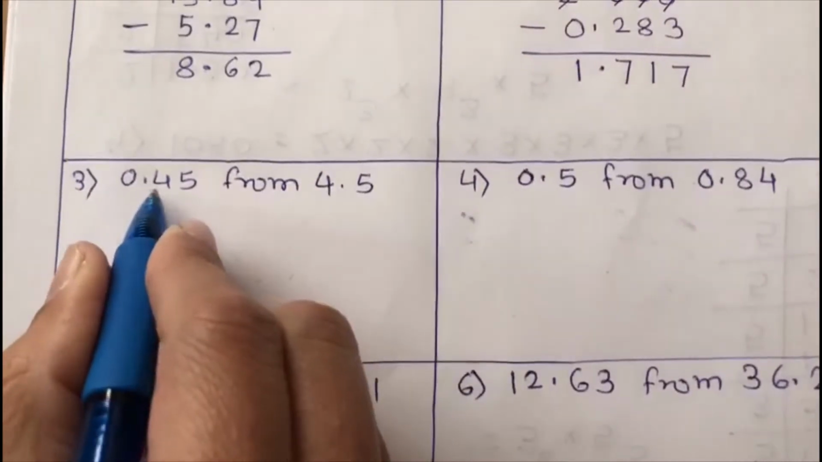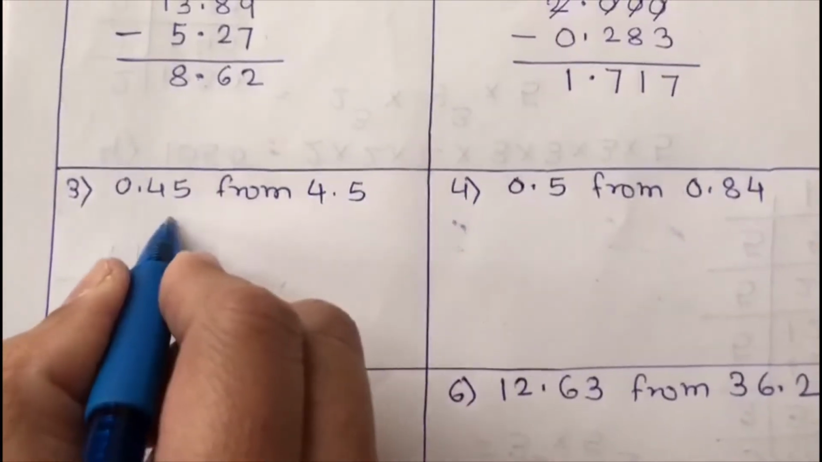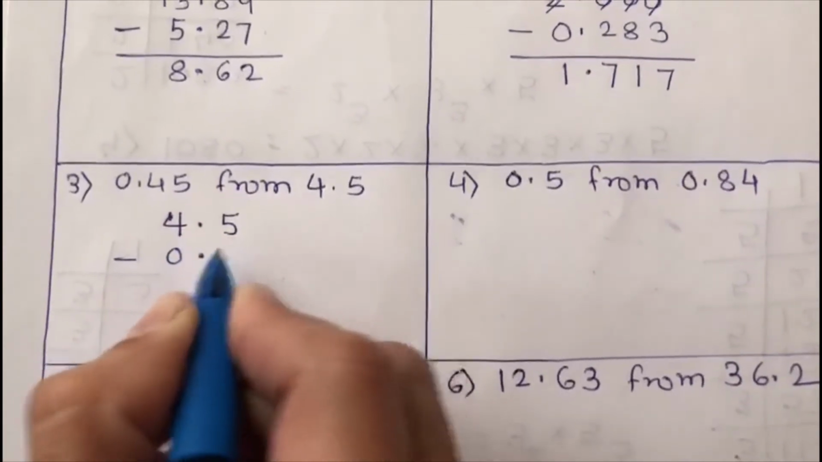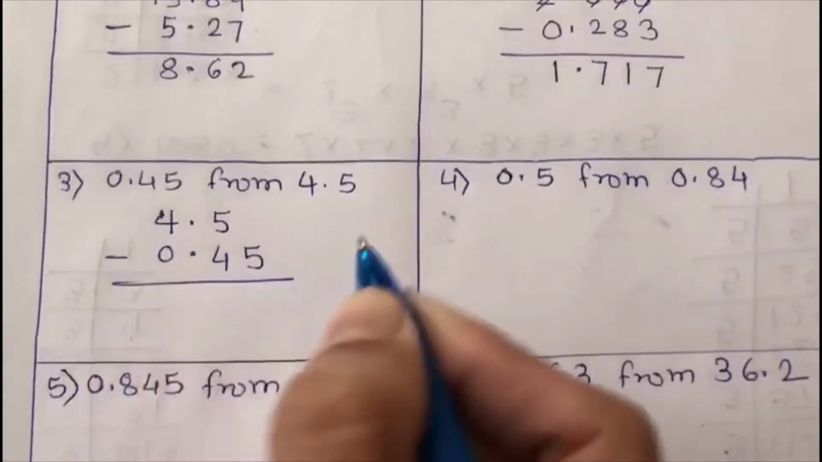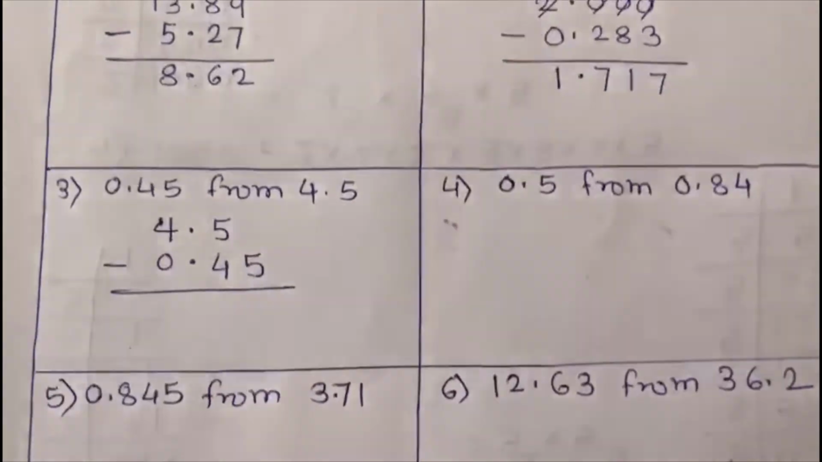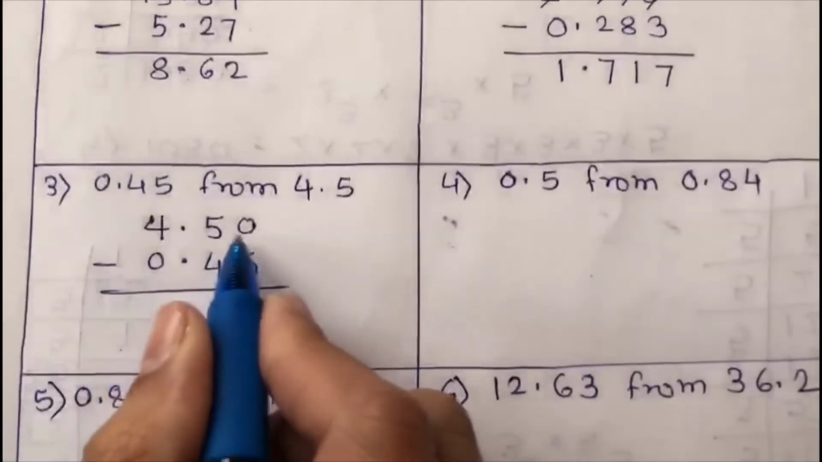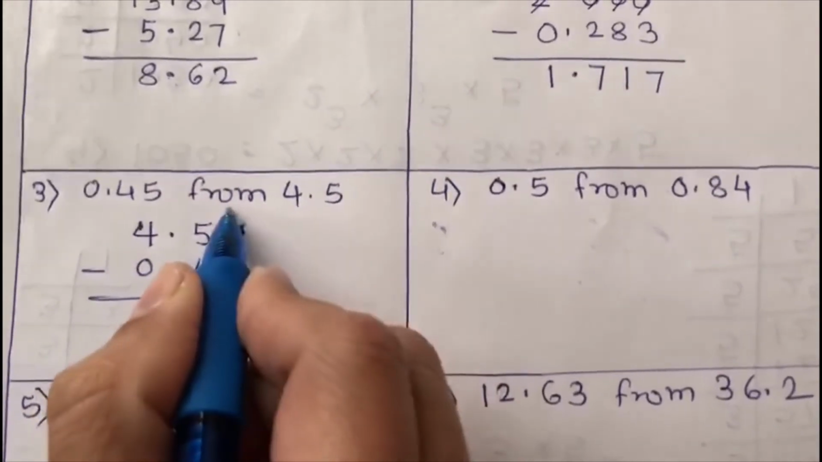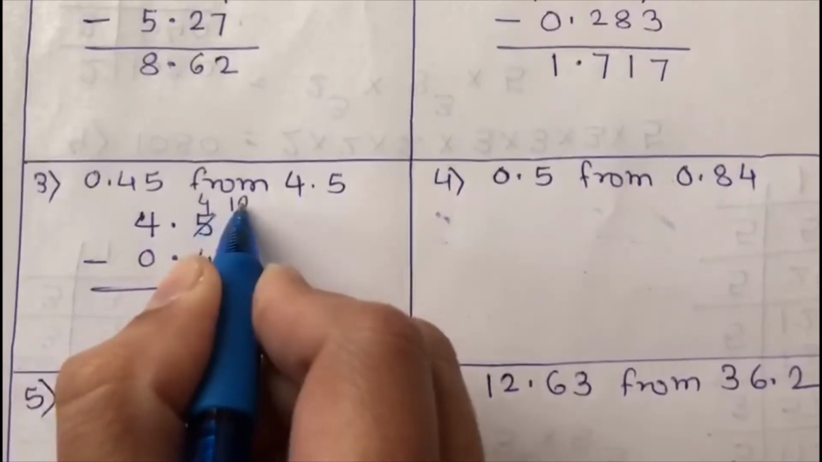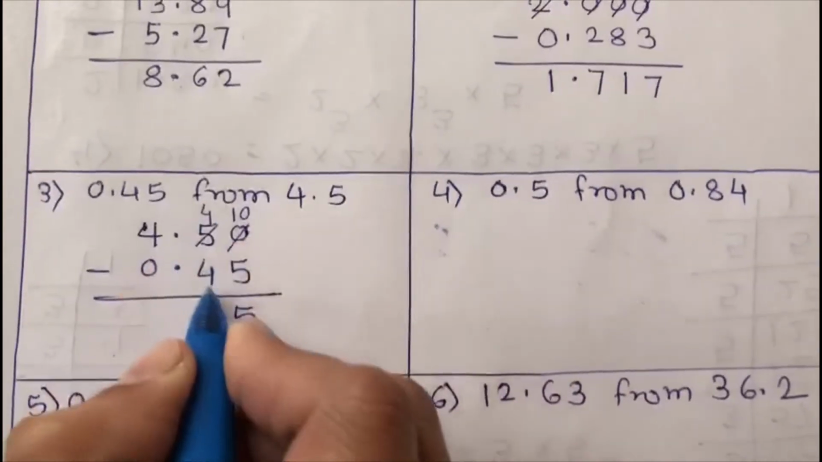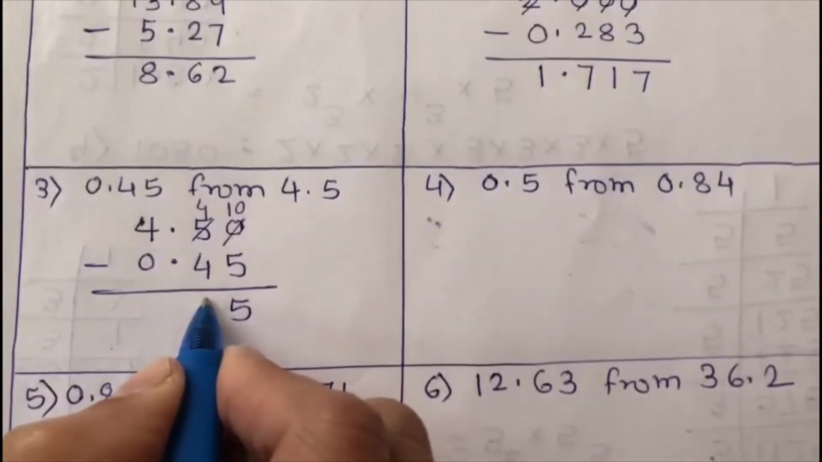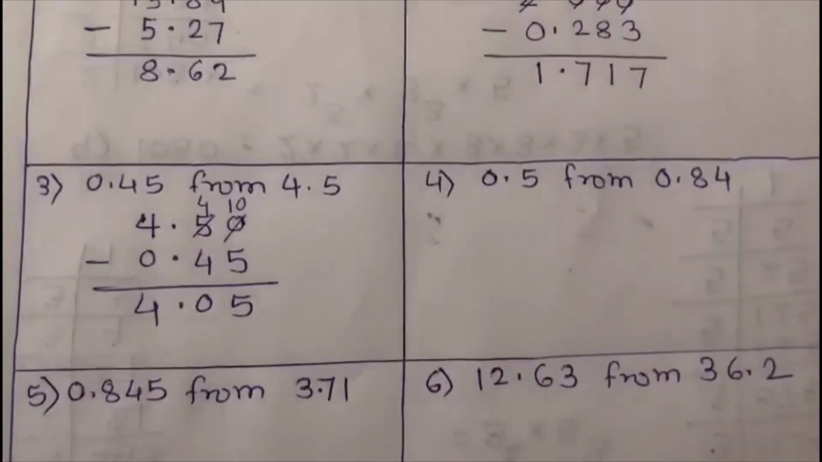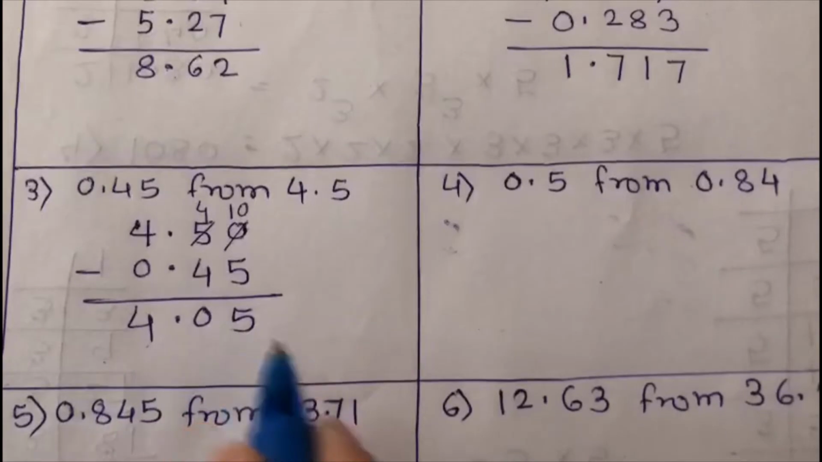Now subtract 0.45 from 4.5. So I write here 4.5 minus 0.45. As you see here, there is no digit, so I write 0 here to get the like decimals. So I carry 1 from 5, so I write here 5. When 4 is subtracted from 4, then 0 comes, and 4 minus 0 is 4. So we have got the value as 4.05.